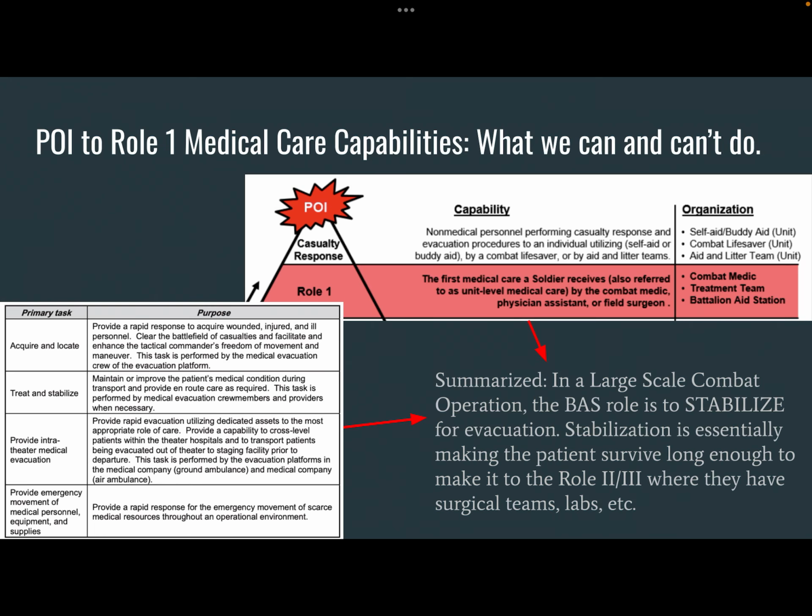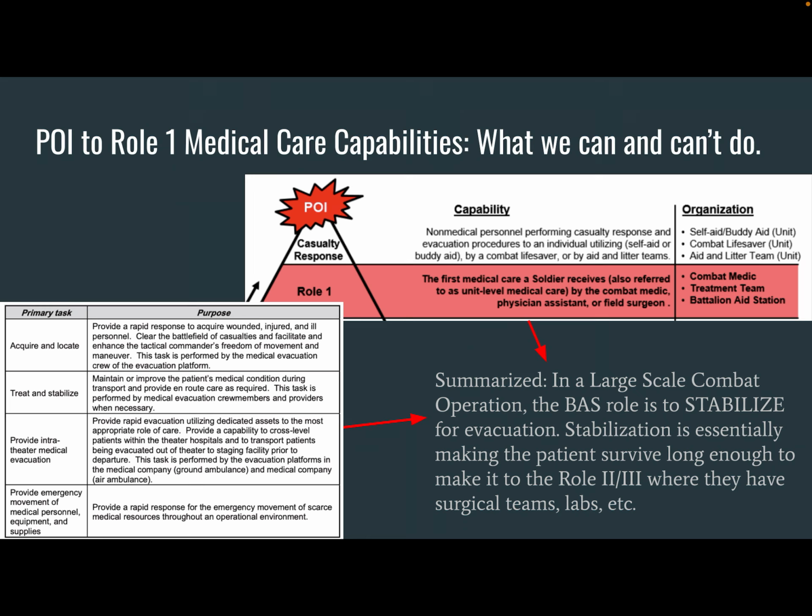Next slide. So, point of injury to Role 1 capabilities. What we can and can't do. ATP 4-02.4 defines Role 1 medical care as immediate life-saving measures and triage, with evacuation to higher roles of care. Role 1 doesn't include surgery, prolonged field care, or definitive interventions. The battalion aid station is a stabilization node, not a holding area or urgent care clinic. If we confuse that, the BAS will get overloaded, and it'll undercut the survivability of both the BAS and the soldiers coming through the BAS.